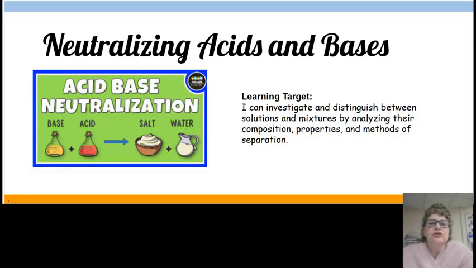This lesson is on neutralizing acids and bases. Basically, if there's an acid spill or something, you need to be able to neutralize that acid. And that's what we're going to talk about today. So, our learning target: I can investigate and distinguish between solutions and mixtures by analyzing their composition, properties, and methods of separation.